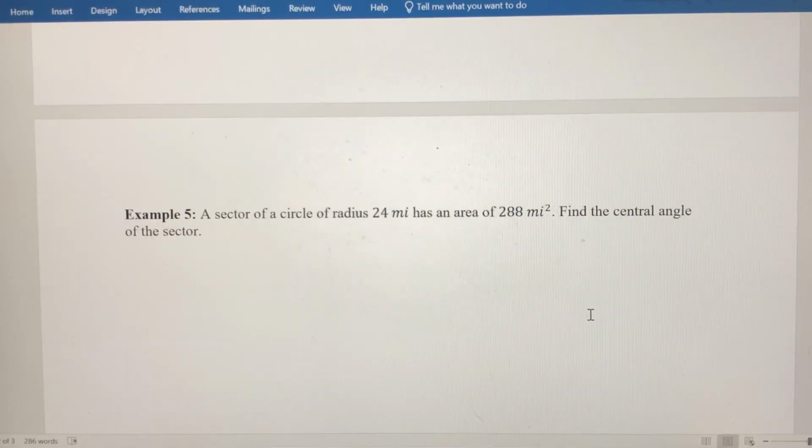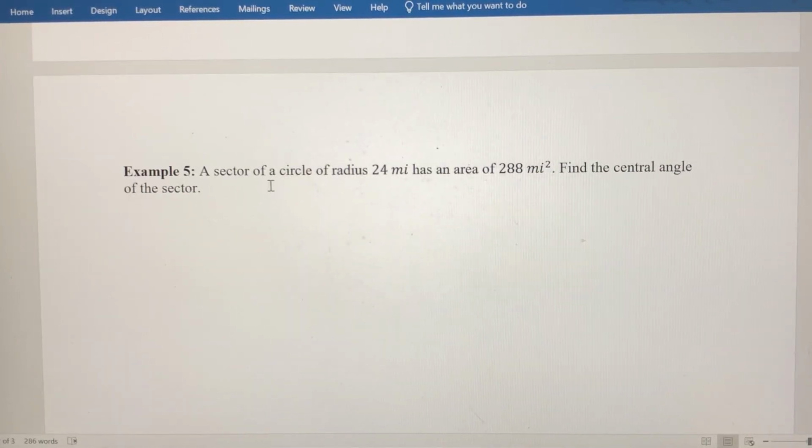So let's look at example 5. A sector of a circle of radius 24 miles has an area of 288 miles squared, and we want to find the central angle. Our answer when we're finished should be in radians. All right, so we've got our formula. Let's plug in what we know. So 288 miles squared equals 1/2 times 24 miles, which needs to be squared, times theta.